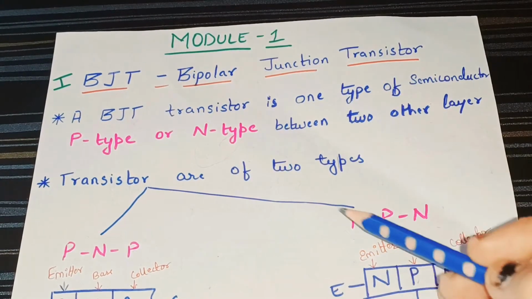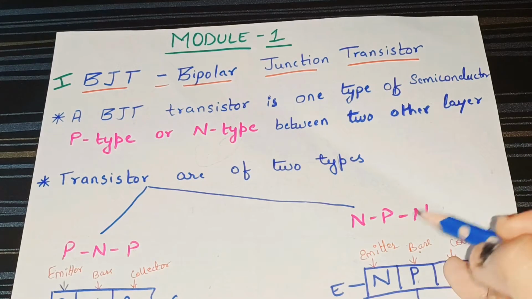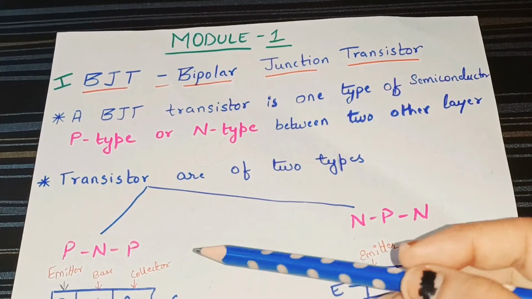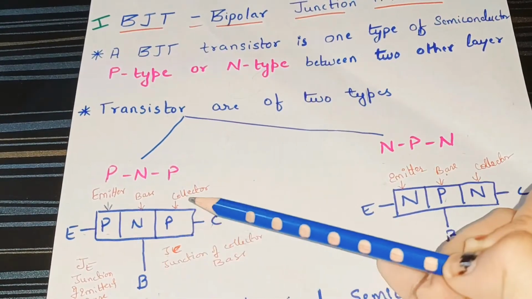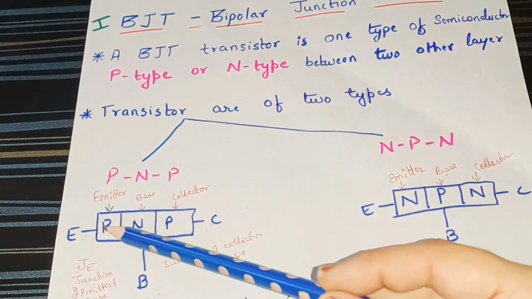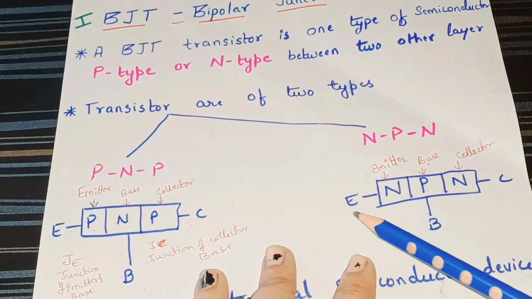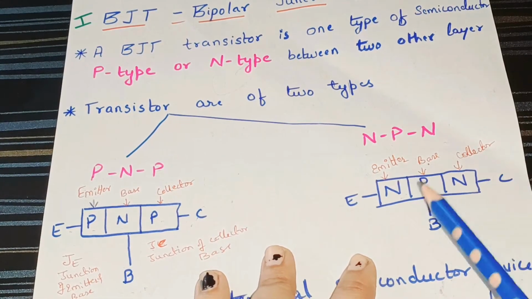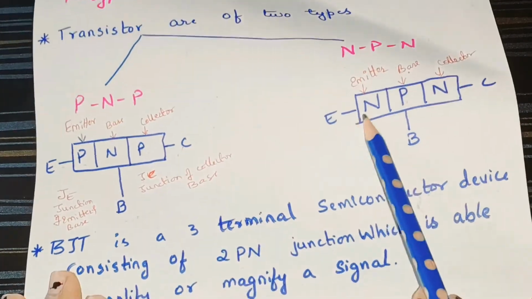That means for P type we have PNP and for N type we have NPN transistor, and both the NPN transistor and PNP transistor are connected with three terminals. So we can see here three terminals. These three terminals act as collector for P type, emitter for P type, and base is N type. Here similarly we have three terminals, emitter for N type, collector for N type. Here the base is P type. So this is an NPN transistor and this is a PNP transistor.